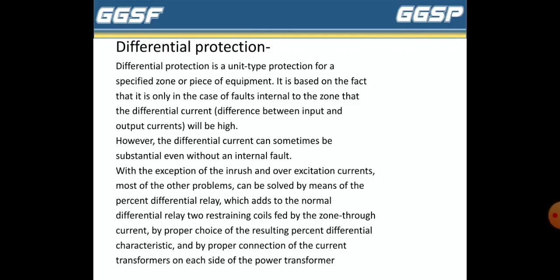With the exception of the inrush and overexcitation currents, most of the other problems can be solved by means of the percent differential relay, which adds to the normal differential relay two restraining coils fed by the zone through current, by proper choice of the resulting percentage differential characteristics and by proper connection of the current transformers on each side of the power transformer.